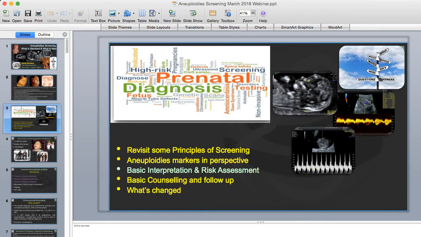Then we put the aneuploidies markers in perspective. We'll go through basic interpretation and risk assessment of these markers, a bit of basic counseling so that you know how to handle this information, and then of course onto the last bit, which is what's new, what's changed, and a bit of perspective on why it has actually changed.